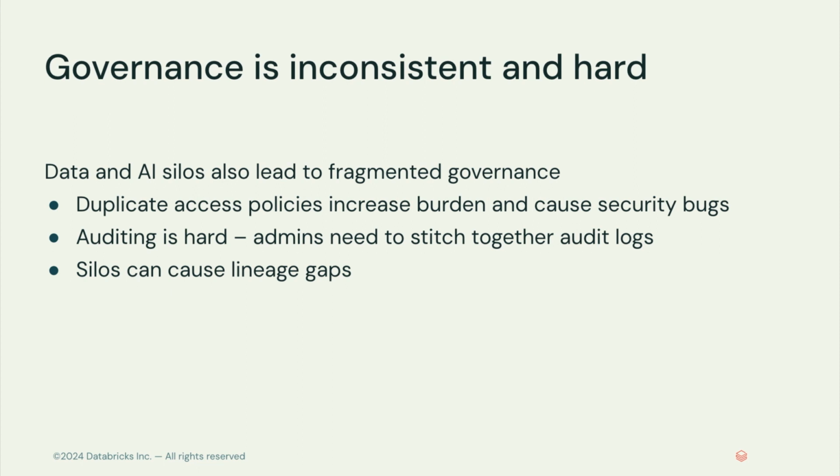And a similar problem happens for lineage. Lineage has gaps because each system is tracking its own lineage, and now combining the lineage becomes a problem in itself.